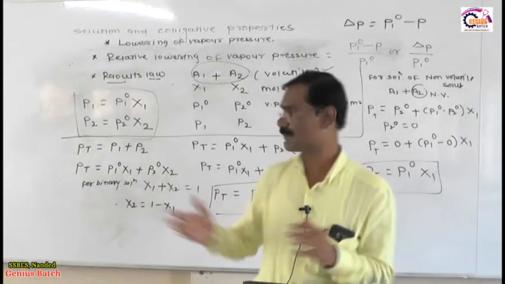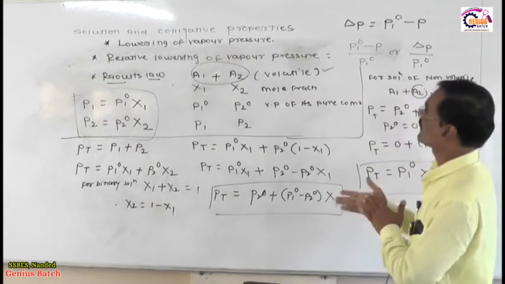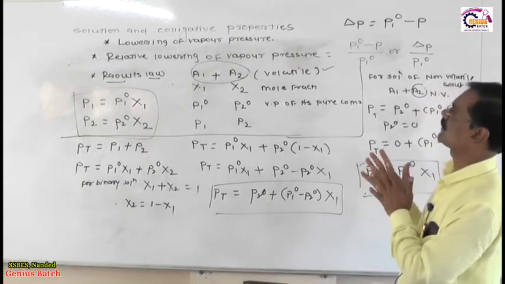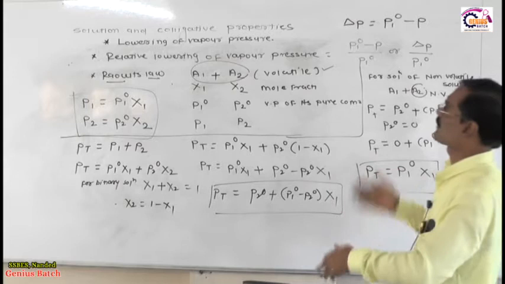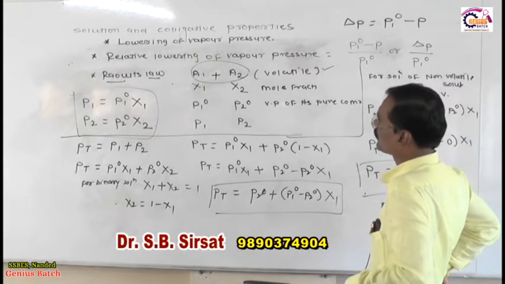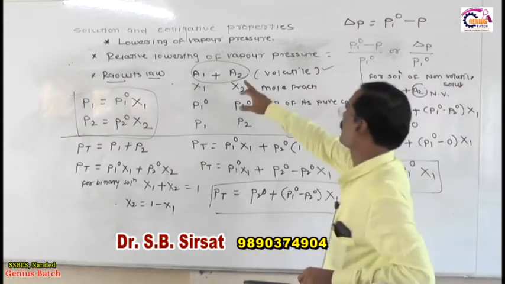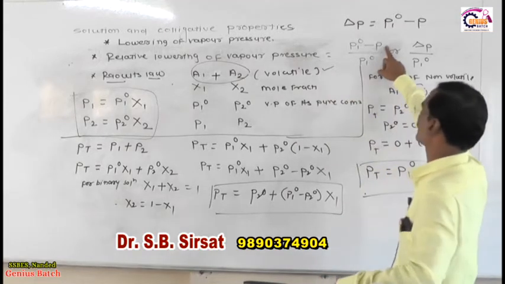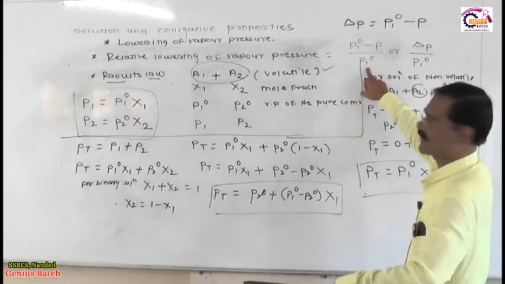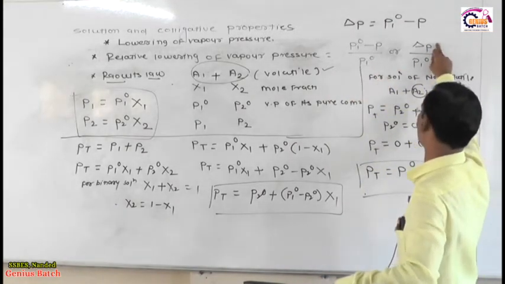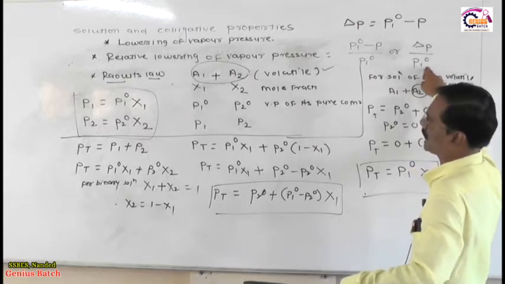Friends, welcome back. Now we have started the lowering of vapor pressure. You know very well how the vapor pressure is lowered due to a non-volatile solute. You know what relative lowering of vapor pressure is? It is the ratio of the lowering of vapor pressure to the vapor pressure of the pure component.